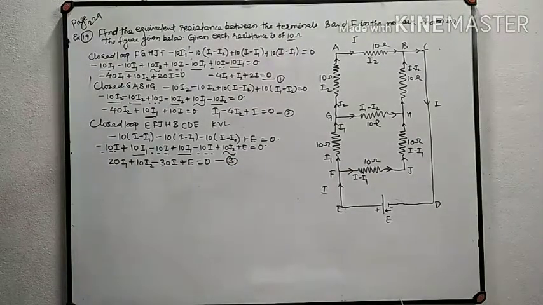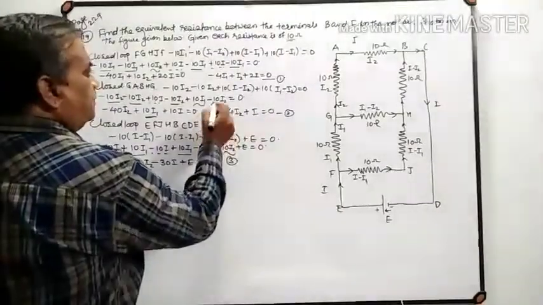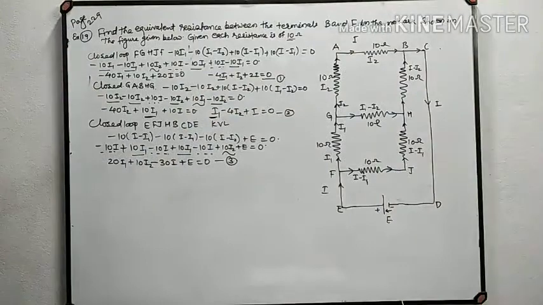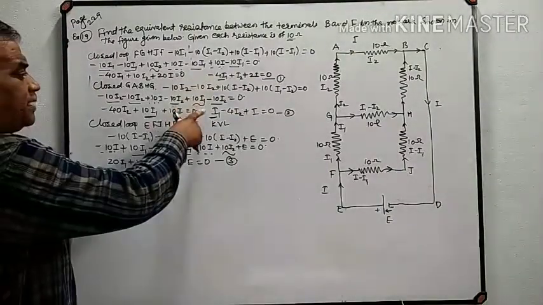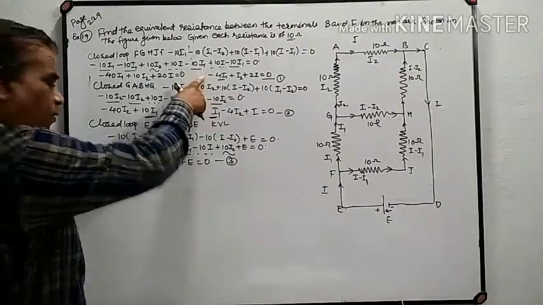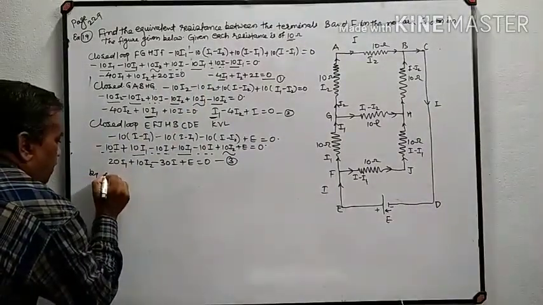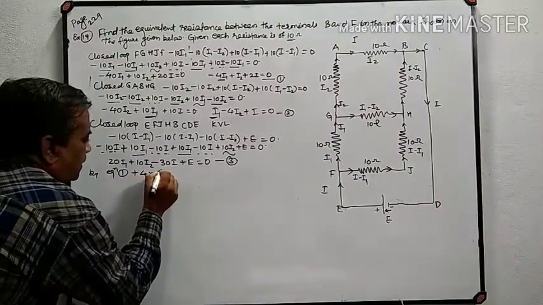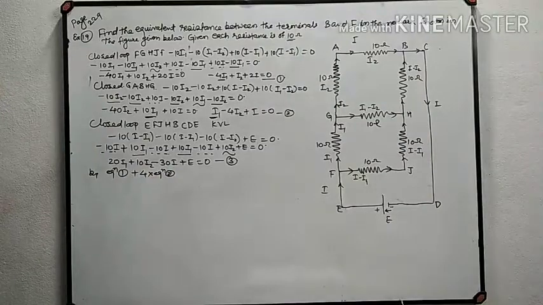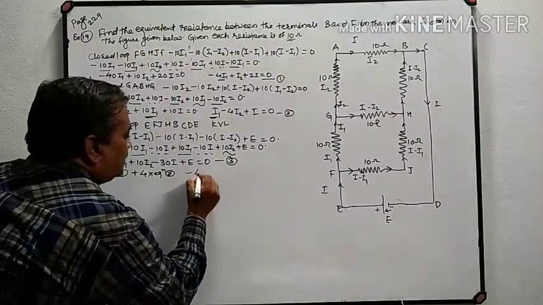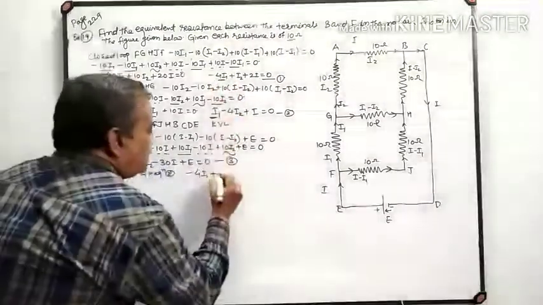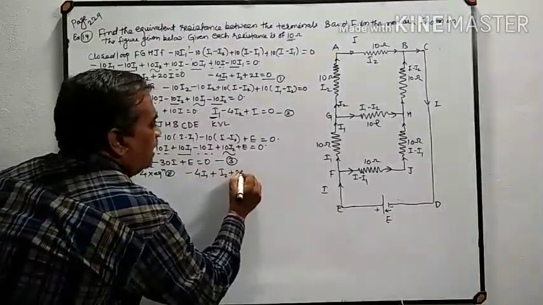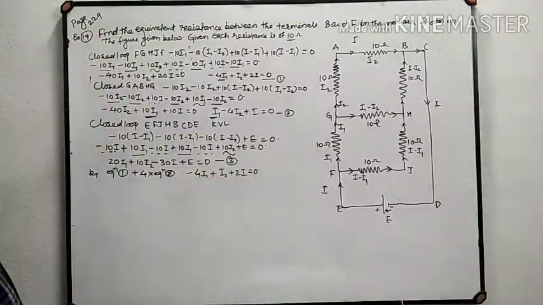Now we want to simplify these three equations so as to obtain the value of I1 and that of I2. Look at equation number 1. We have the terms of I1 and here it is minus 4 I1. So to vanish I1, I multiply equation 2 by 4 and add it to equation 1. Equation 1 plus 4 into equation 2. So I will write equation 1: minus 4 I1 plus I2 plus 2I is equal to 0.